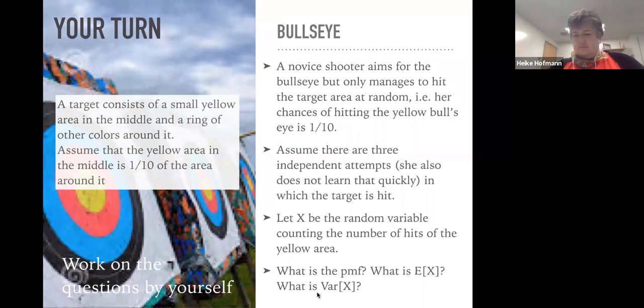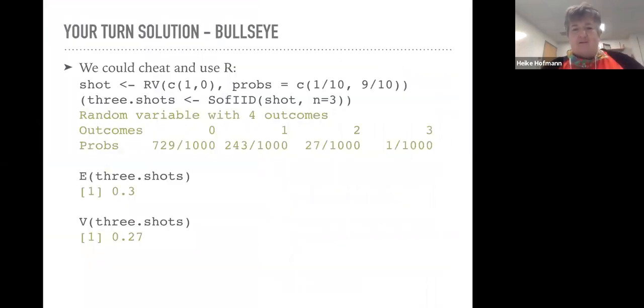All right. How did that go? I hope that this example looks very similar to what the Grand Slam problem looked like. So let's have a look at the code. We'll use very similar code. So let's assume that we've got a shot, and shot here means we hit the yellow of the target.